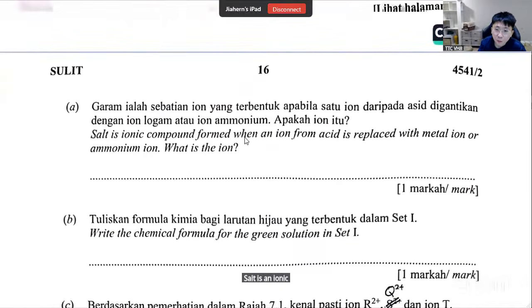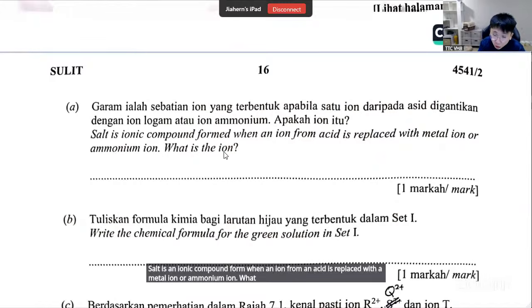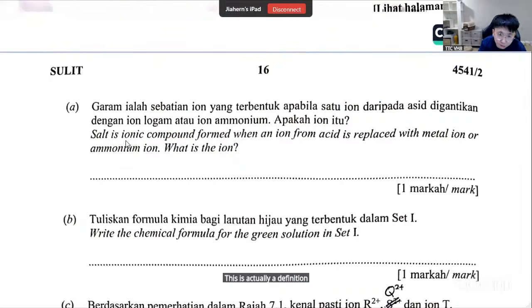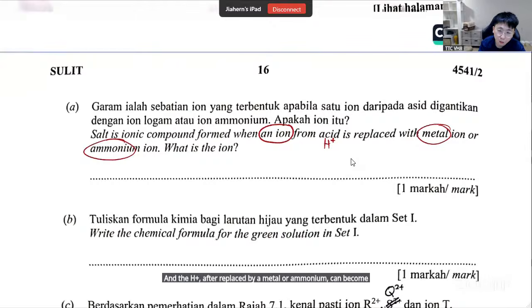Salt is an ionic compound formed when an ion from an acid is replaced with a metal ion or ammonium ion. What is the ion? This is actually the definition of salt, which I discussed last time. So guys, all acids have what? All acids have H+. And the H+, after being replaced by metal or ammonium, becomes your salt. What's the idea of it?